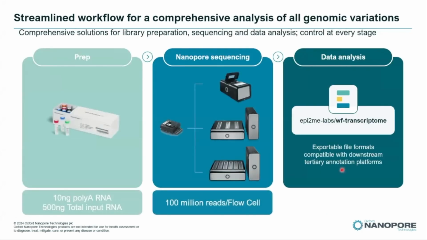We have a whole workflow that starts from library preparation. You need as little as 10 nanogram of polyadenylated RNA or 500 nanogram of total RNA. We have kits to do this step. Then you will be able to sequence on our PromethION instruments. The PromethION instruments come in 3 flavors, the P2 with just 2 flow cells, the P24 with 24 flow cells, and the P48 with 48 flow cells. Each flow cell will generate up to 100 million reads, which will enable you to get enough depth to study several samples at once.